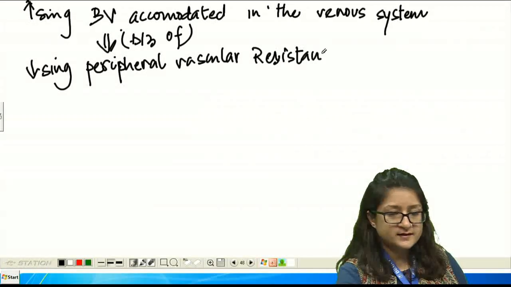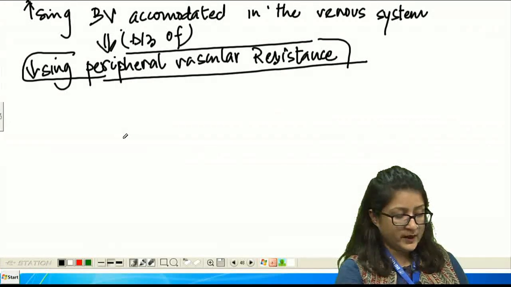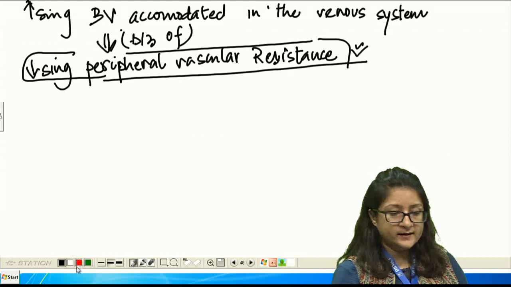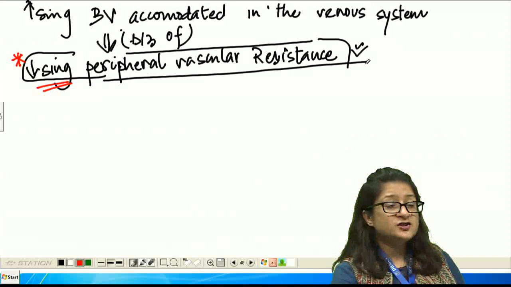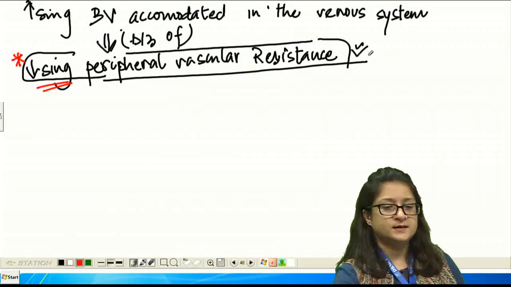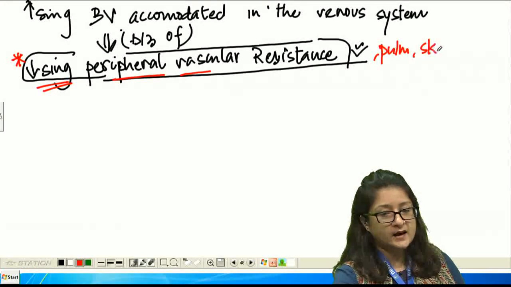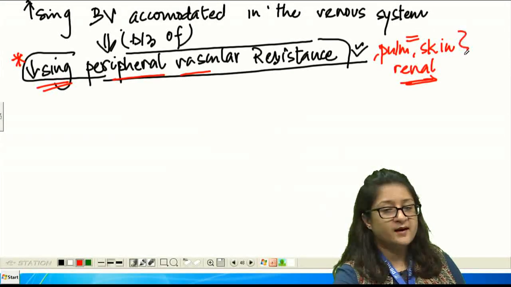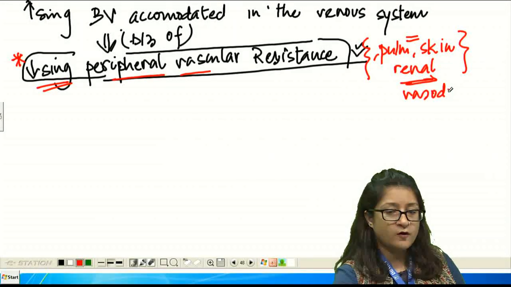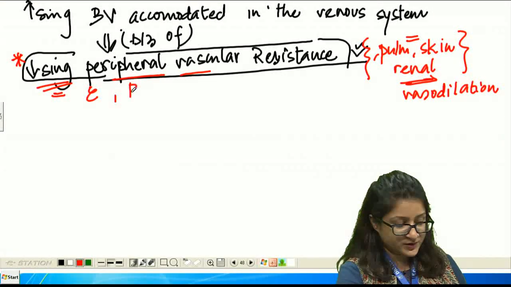So when the peripheral vascular resistance is decreasing, the increased amount of blood volume will be accommodated. Another important point to remember is that vascular resistance is decreased in all the systems, be it peripheral vascular, pulmonary, skin circulation, or renal circulation. All these vessels are dilated. There is vasodilation of all of these vessels, and the responsible agents are estrogen, progesterone, and relaxin. These are the important agents.